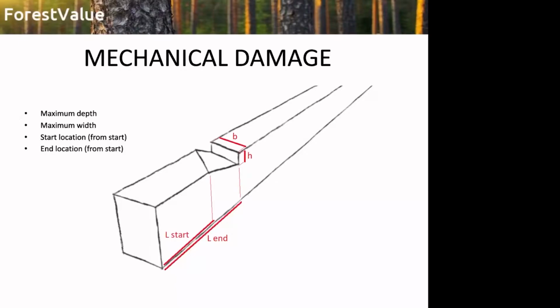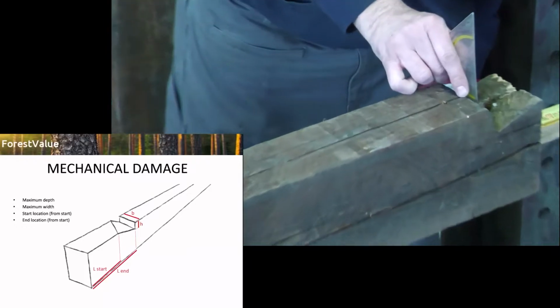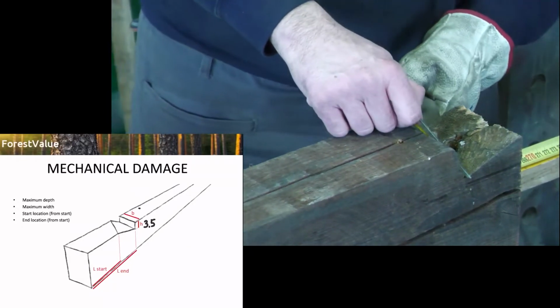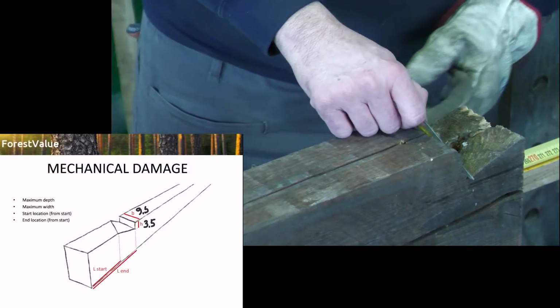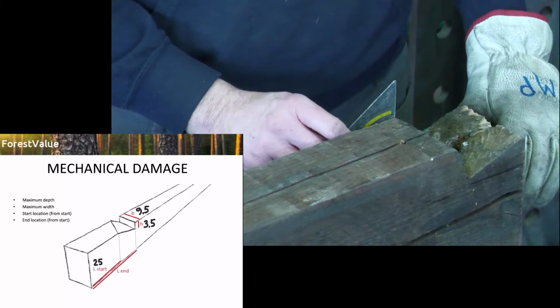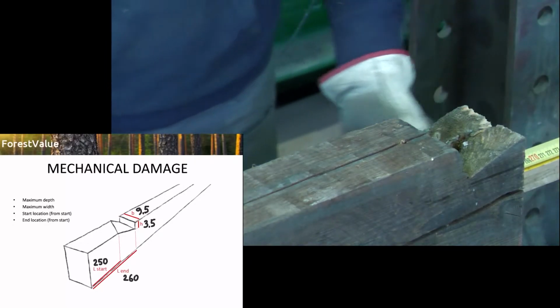When we measure reclaimed timber, we must consider the missing cross-sections, which are mostly due to mechanical damage. This could be notches, holes from bolts, and similar. In this case, we measure the maximum depth of the damage, its maximum width, the beginning and end location from the start of the specimen.